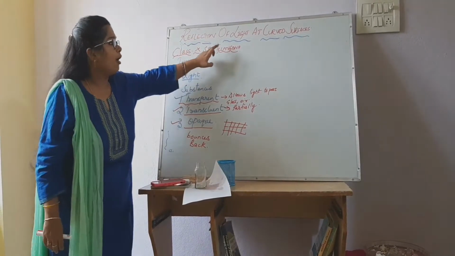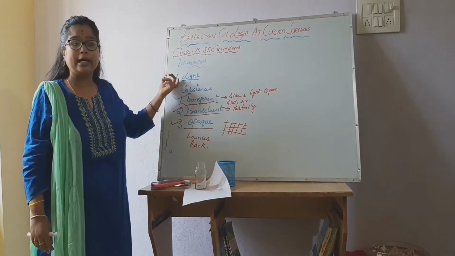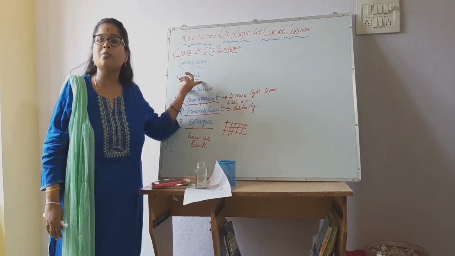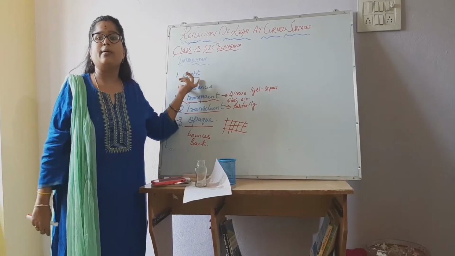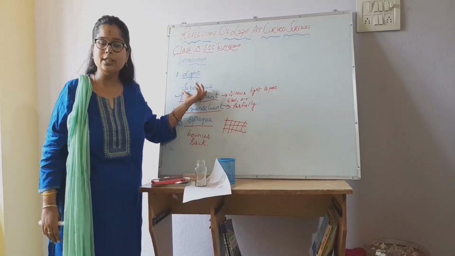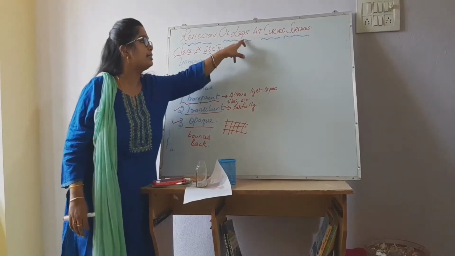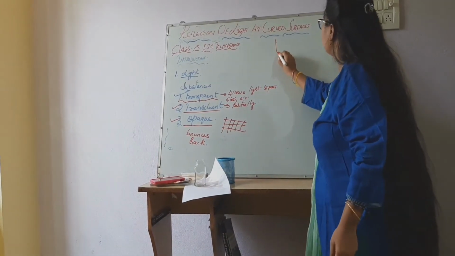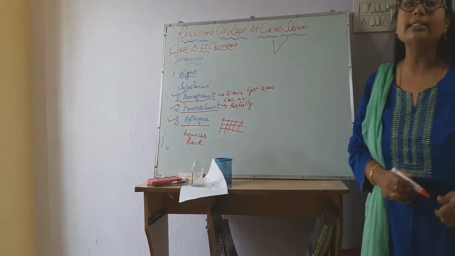Reflection of light. As I said before, light is a form of energy which is reflected by non-luminous objects, bounces back, and reaches your eye. Then you can see all these objects, right? Then what about these curved surfaces? What are these curved surfaces?